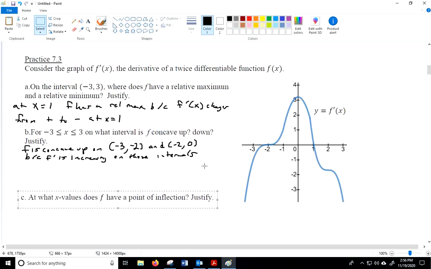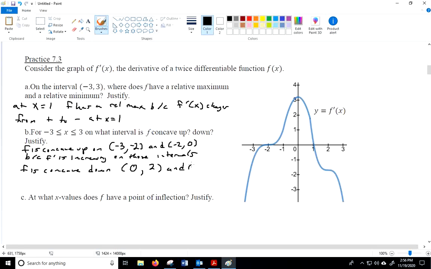Okay, then let's answer the next question. How do I know where f is concave down? Well, f is concave down on, looks like, 0 to 2, and then again from 2 to 3, because f prime is decreasing on those intervals.